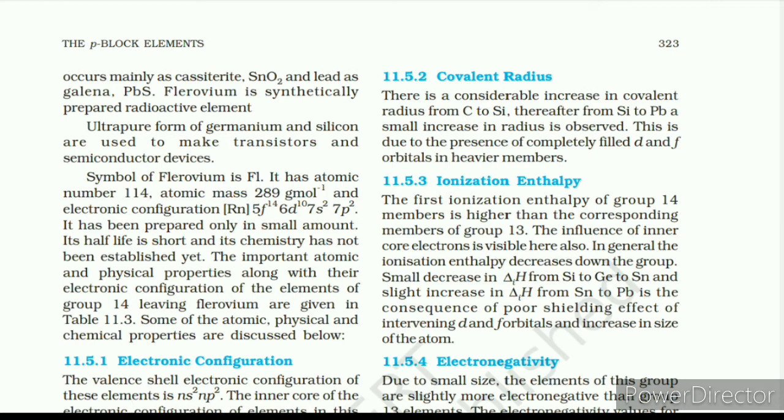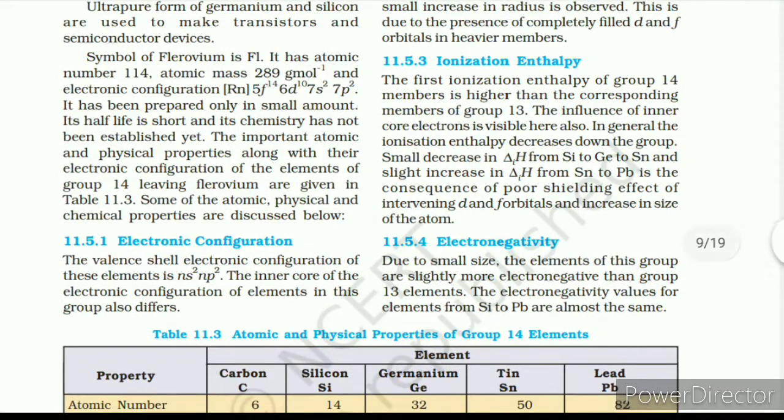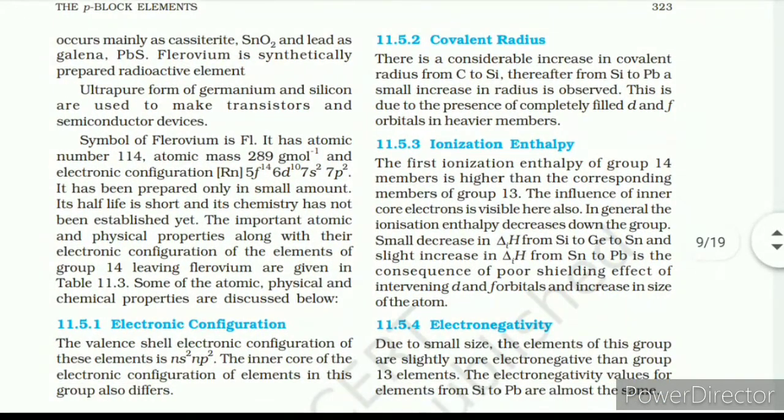11.5.1 Electronic configuration. The valence shell electronic configuration of these elements is ns2 np2. The inner core of the electronic configuration of elements in this group also differs. 11.5.2 Covalent radius. There is a considerable increase in covalent radius from carbon to silicon. Thereafter, from silicon to lead, a small increase in radius is observed. This is due to the presence of completely filled d and f orbitals in heavier members.